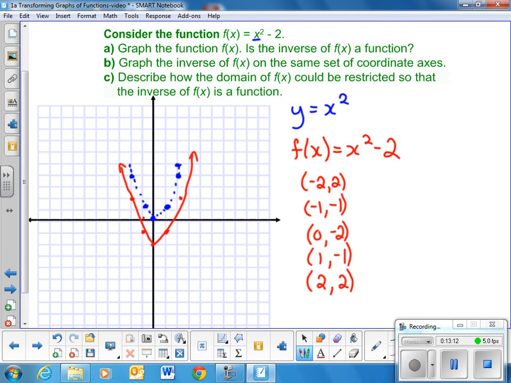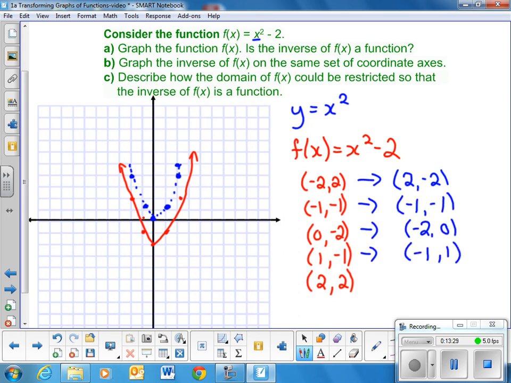For graphing the inverse of this means that I want to switch each of those x's and y's. So we end up with 2, -2, -1, -1, -2, 0, -1, 1, and 2, 2.